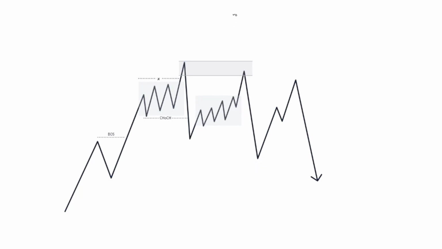If you wanted to take another entry, this is a break of structure to the downside, right? Price equally sweeps liquidity over here, which is actually a good one, things we love to see. And after that, what else can we actually see?